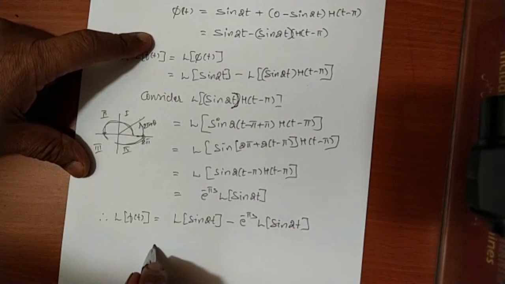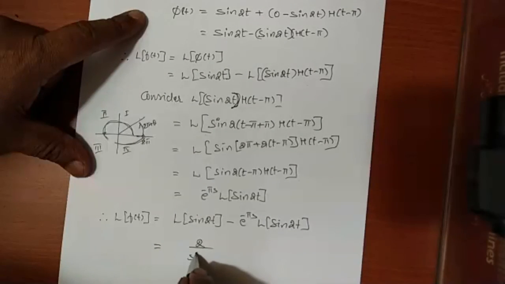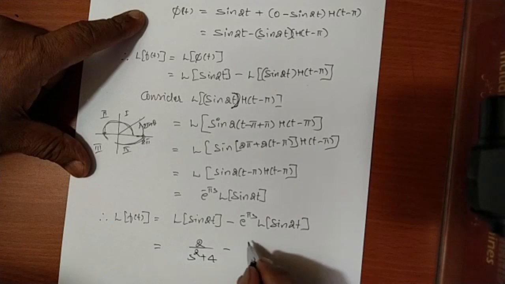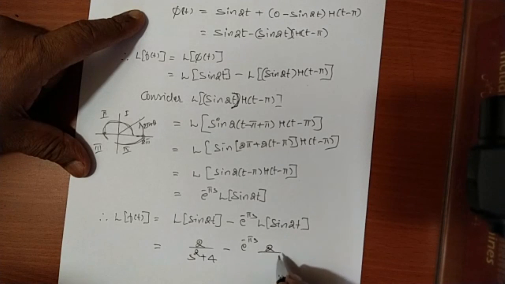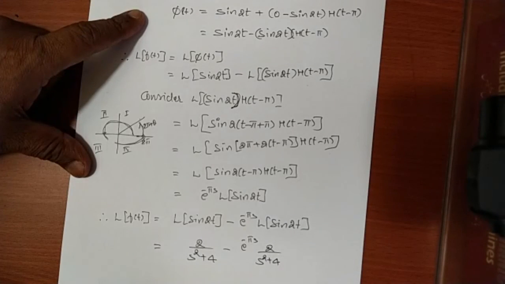So what will this be? This will be equal to L of sine 2t, which is 2 over s squared plus 4, minus e power minus pi s times 2 over s squared plus 4. Therefore, L of f of t will be: I can take out that 2 over s squared plus 4 common. 2 over s squared plus 4 into 1 minus e power minus pi times s.